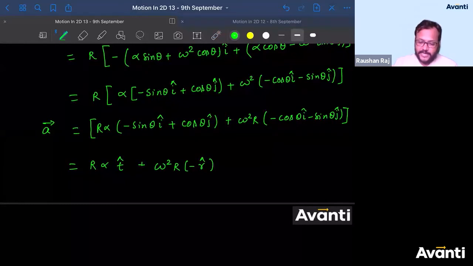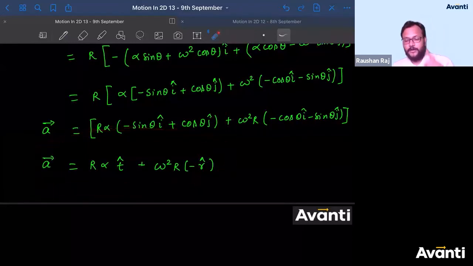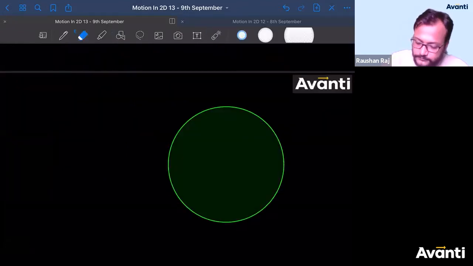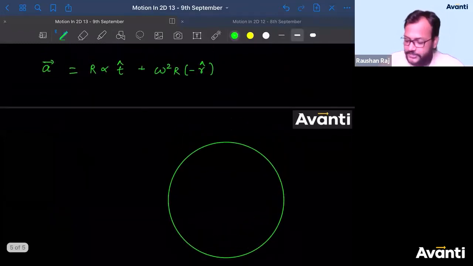So tell me, guys, this acceleration, what will be the direction of acceleration? What will be the direction of acceleration if I'm asking you at this point?